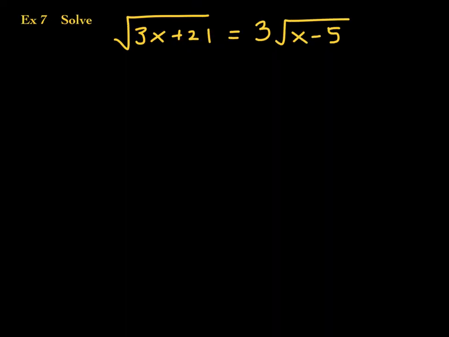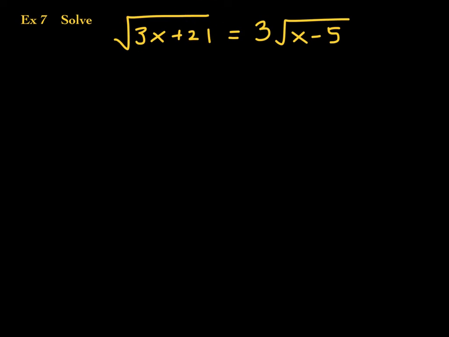In example 7 here, you have the square root of 3x plus 21 is equal to 3 times the square root of x minus 5. Now, for the first time, you have two radicals. Which one should you isolate? Well, the first one, because on the left-hand side, it's already isolated. If you chose to isolate this one, you'd have to divide both sides by 3. You're going to get 1/3 over here as a fraction. That sounds like a mess. This one's already isolated, so why don't you start there?